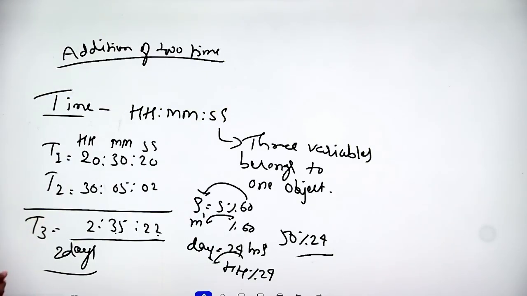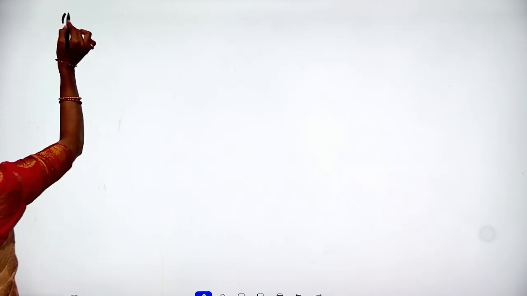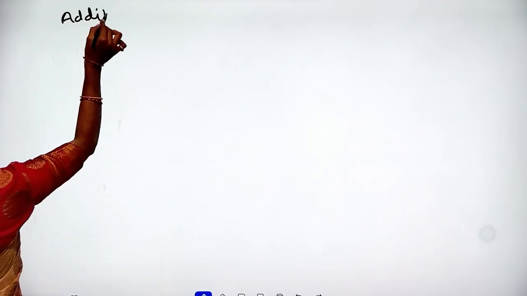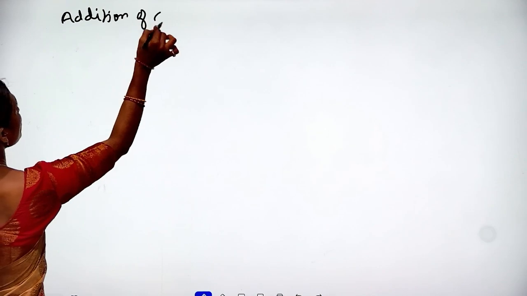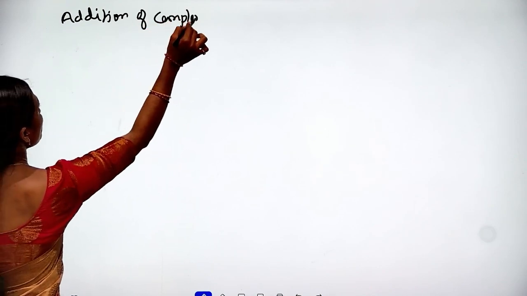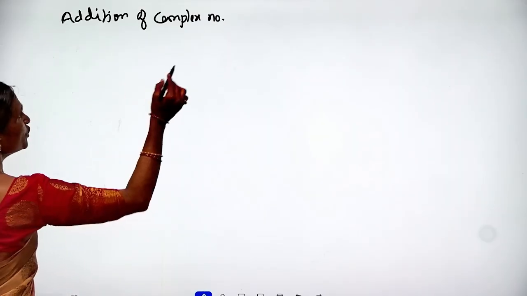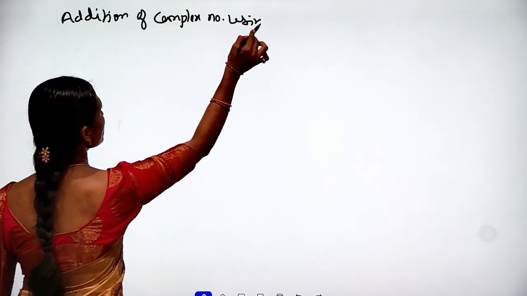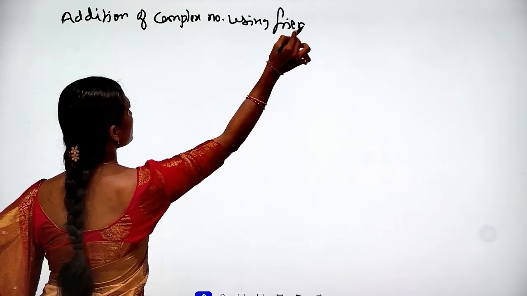So in this case, we need operator overloading. Let's take one program for understanding this. That is addition of complex numbers using a friend function. What are we doing? Using friend.